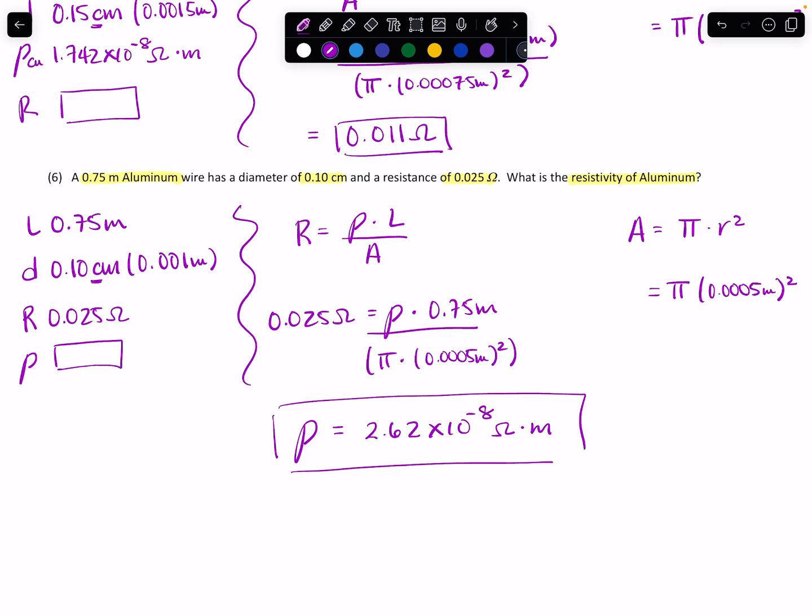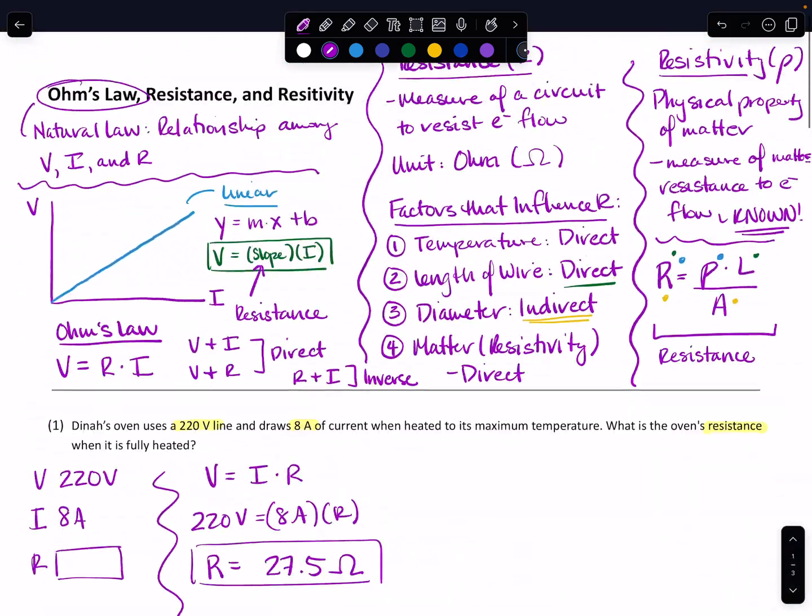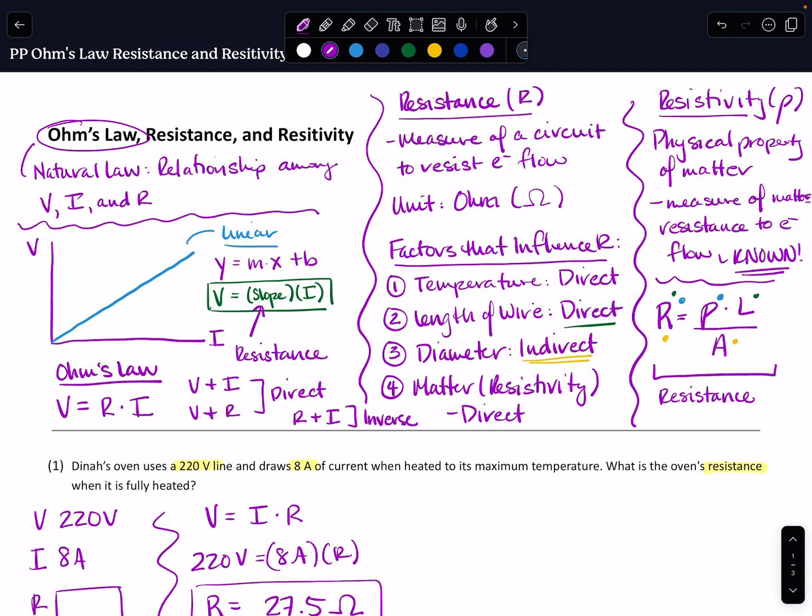Now, you'll note that this resistivity value is a little bit higher than copper. So copper is a better conductor than aluminum. Okay, so that's just an overview of Ohm's law, a little bit of a discussion about what resistance is and the factors that can influence it, and then what resistivity is, the physical property of matter that talks about the resistance to flow within that matter.